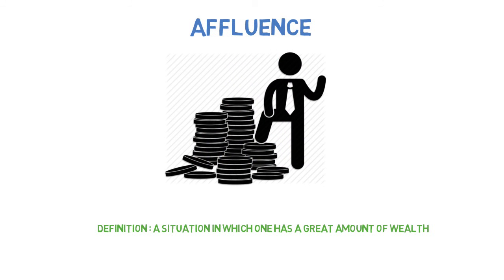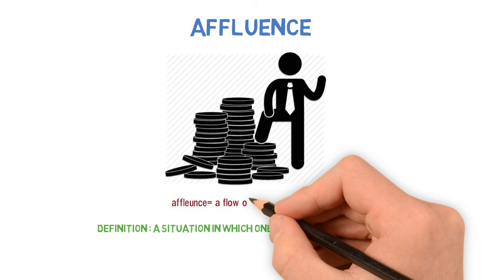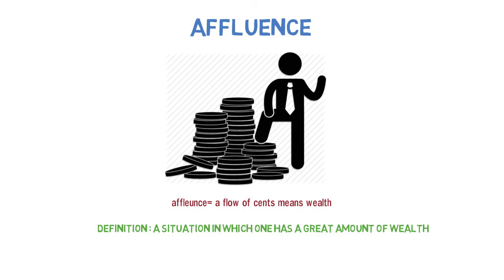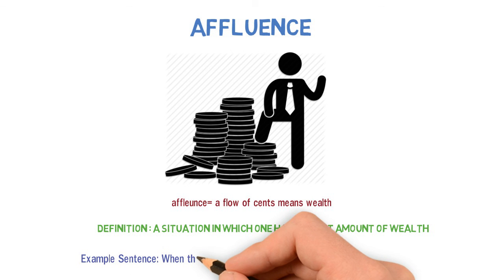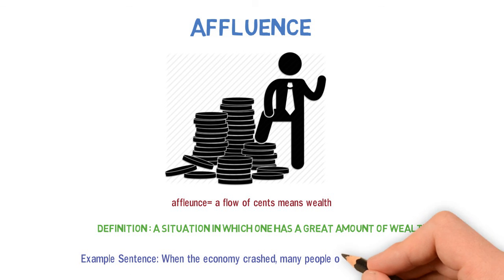Okay. And the mnemonic which we can use here is, if we bifurcate affluence, it will be a flow of cents, meaning wealth. Okay, affluence, a flow of cents. Cent is a coin used in different countries. It is the same as a 1 rupee coin or 2 rupee coin. Okay, but it is lower than a dollar. Now the example sentence is: when the economy crashed, many people of affluence became poor.